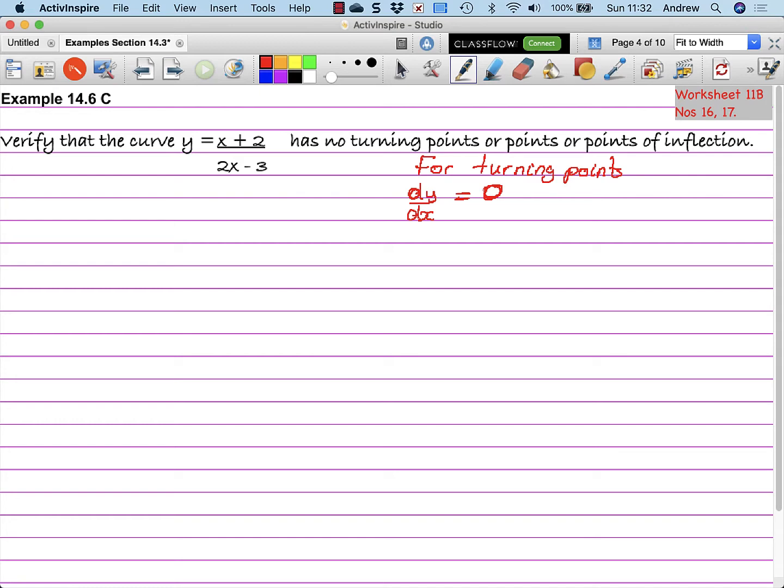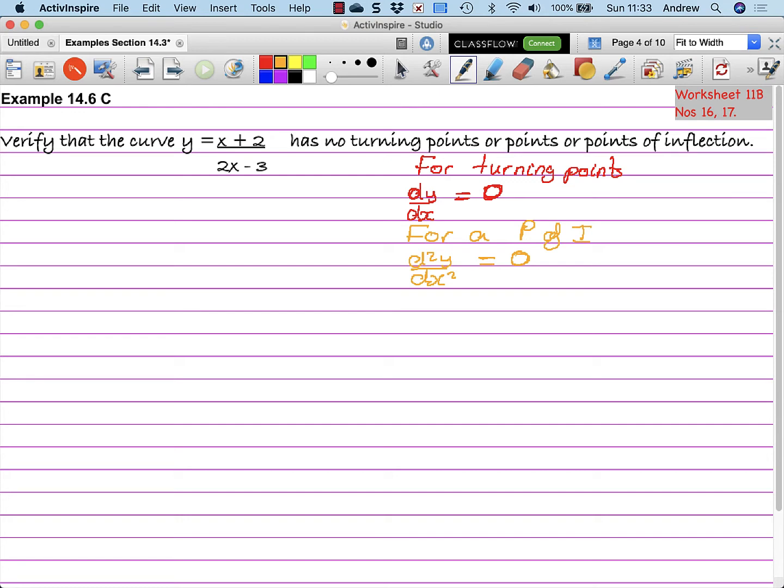It doesn't ask us about the nature of the turning points. And because it doesn't ask us about the nature of the turning points, we don't have to write down local max, local min, d2y, etc. It's just turning points. The formula for turning points is dy dx is equal to 0. And the formula for a point of inflection: d2y by dx squared has to be equal to 0.